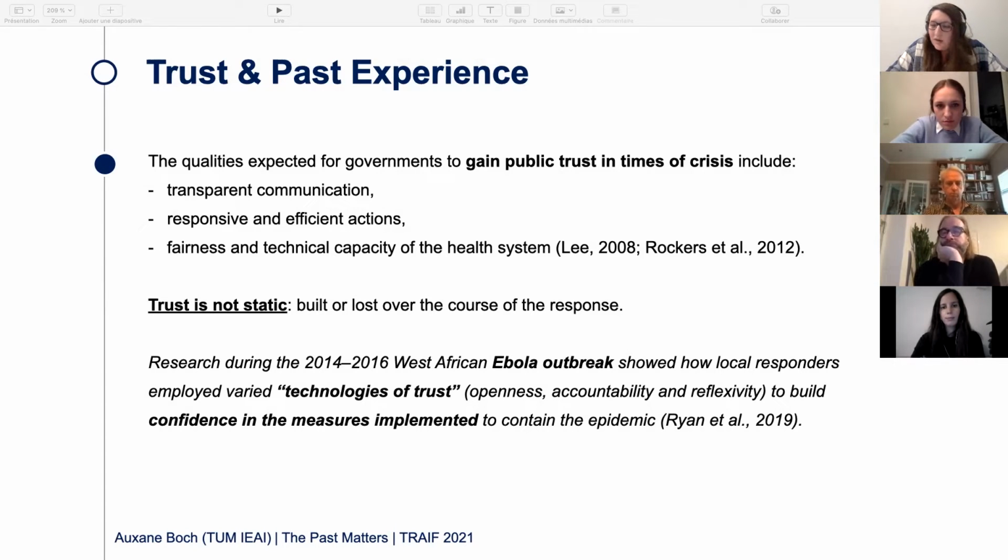We then looked into trust in governments, but also trust in technology itself. When it comes to trust in governments in times of crisis, there's something interesting happening. This is called the crisis effect. Populations have a tendency to trust their governments more at the beginning and less after. And this is something I think we can see in a lot of countries happening at the moment. But to build this trust, you need the government to be transparent, responsive, efficient, and fair. Fairness is a topic that keeps coming up, right? So trust is not static.